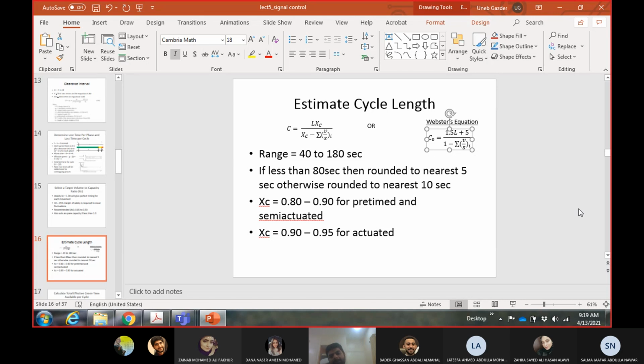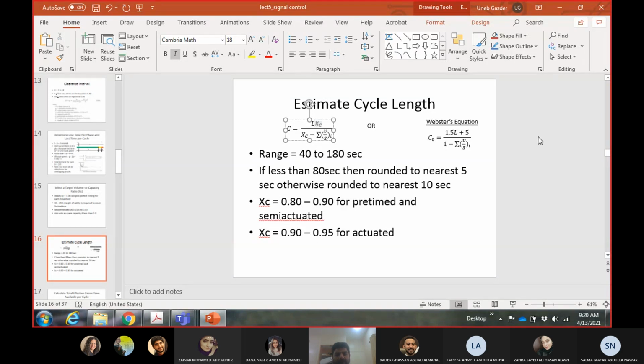Okay, so Webster has done a lot of things, so he has given us an equation for calculating cycle length as well. Okay, and you can use both equations. In this book, they have not given any preference to any of these equations, but if you look at other traffic engineering books, this equation is more commonly used. This one, the first one, is more commonly used, and we have used it in the traffic engineering course as well.